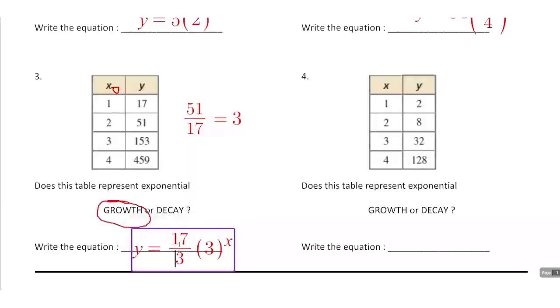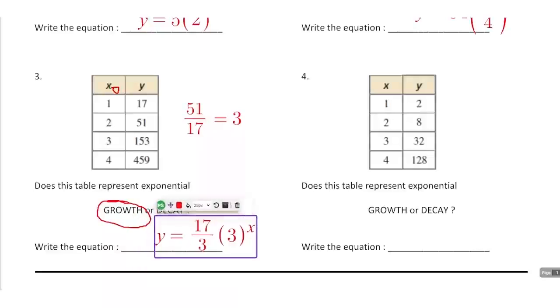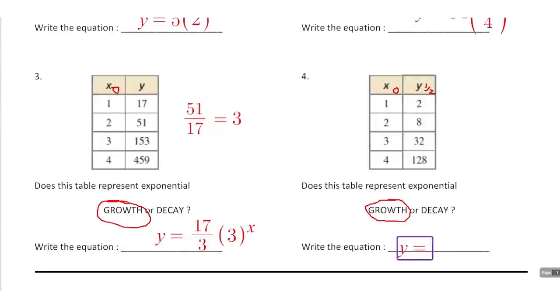For number 4, we can see that the numbers are going up, so this is going to be our third exponential growth problem. Our multiplier here is a little bit more obvious. We're just multiplying by 4 times 4 times 4. If we work backwards to figure out what this is when x is 0, we can just divide by 4. So 2 divided by 4 is going to be 1/2. So we get y equals 1/2 times 4 to the power of x.